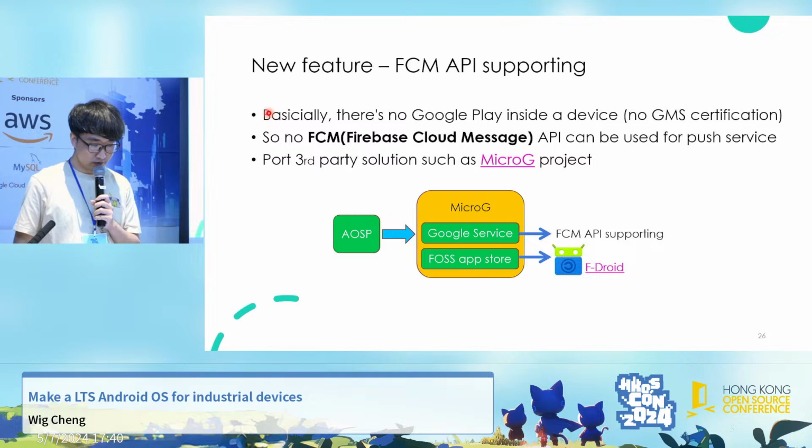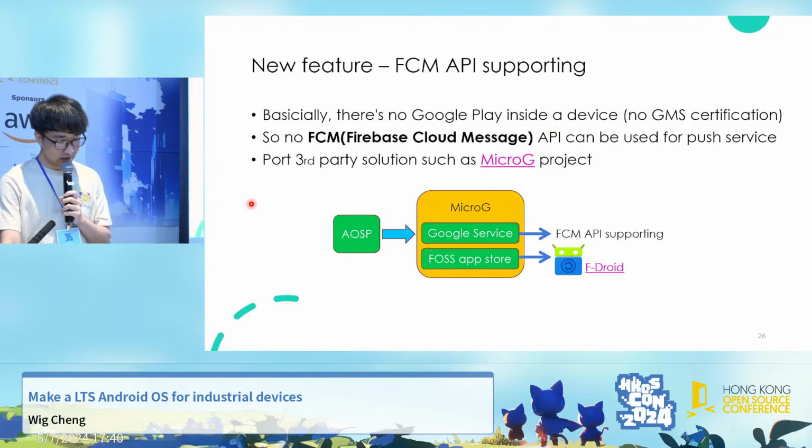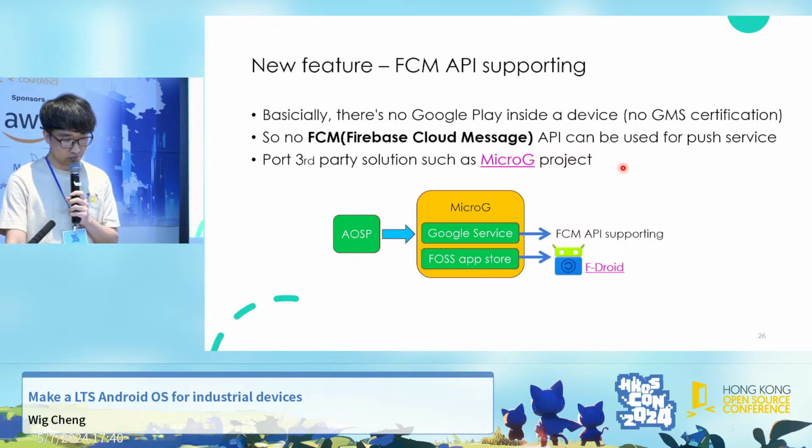So we have to find a second solution, because the customers always use the push service using FCM API. It's Firebase Cloud Messaging from the Google server. So we put in third-party solutions such as the microG project, with a free open source software app store like F-Droid.